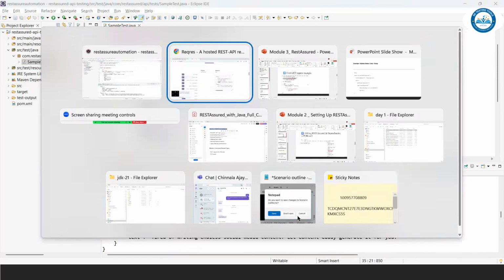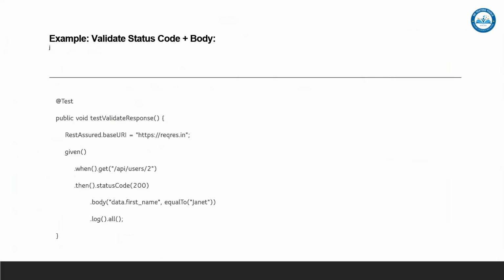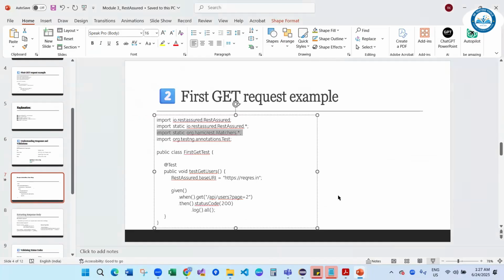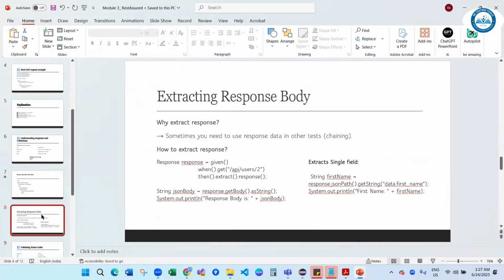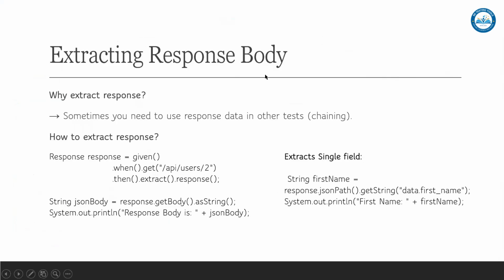Now let's go back to the slides. Yes. So this is extracting the response body. So why extract the response? Sometimes you need to use the response data in other tests. So for example, I need some response information, like first name. I want to store it into one string variable. I want to pass it to the next request as an input parameter. So in that case, I can use this. I must extract the response body.